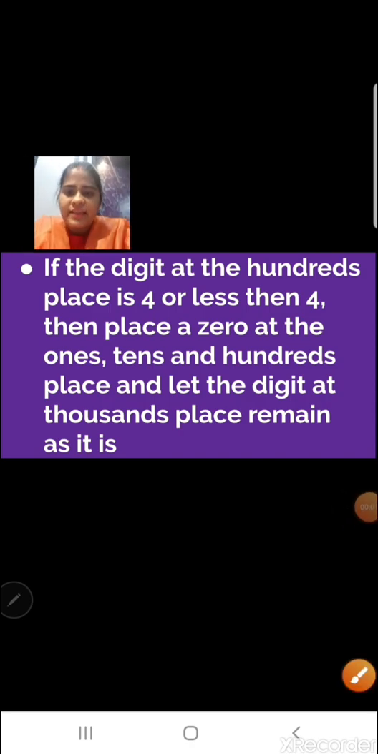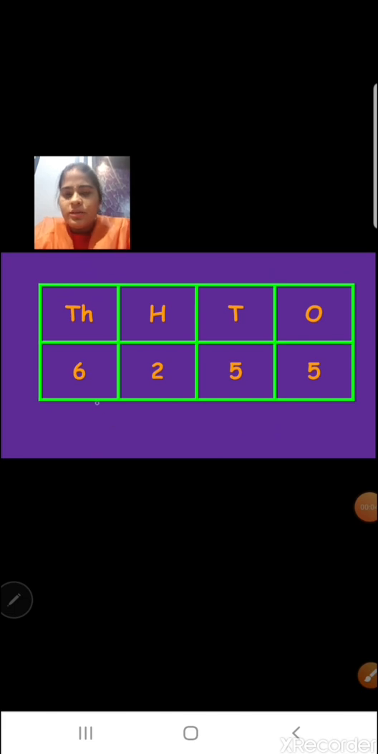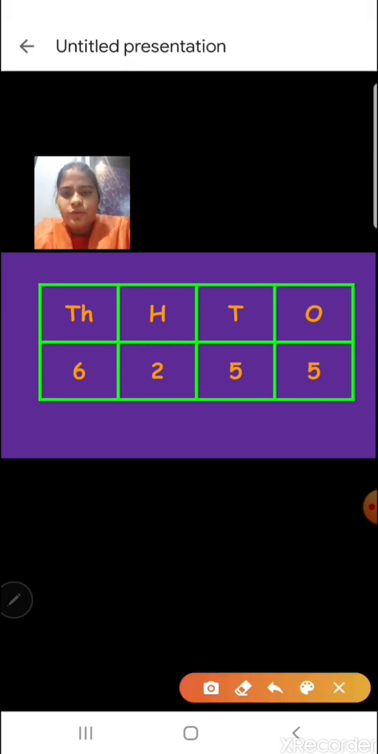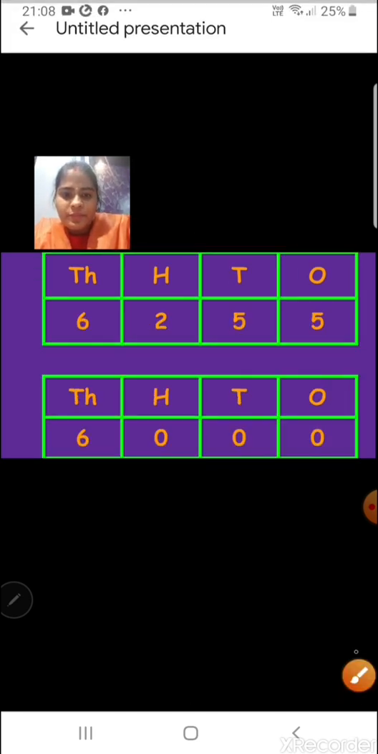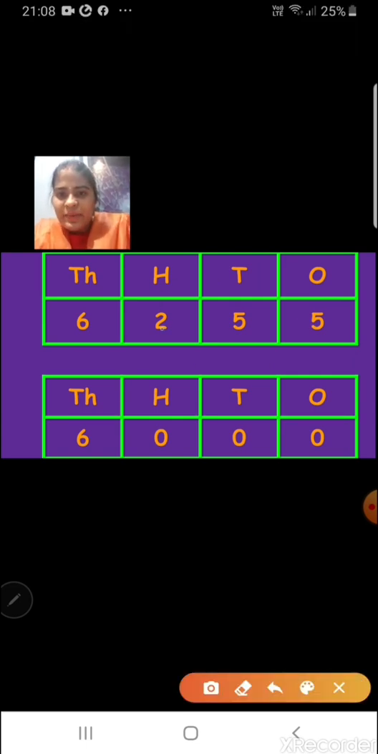Children, let us see an example. Here, read the number loudly. 6,255. Now we have to round off to the nearest thousands place. For rounding off to the nearest thousands place, we have to look at the hundreds place, right? Now in the hundreds place, if it is 4 or less than 4, then the number in the thousands place is not going to change. But what will happen to ones, tens and hundreds place? Everywhere we have to put 0.